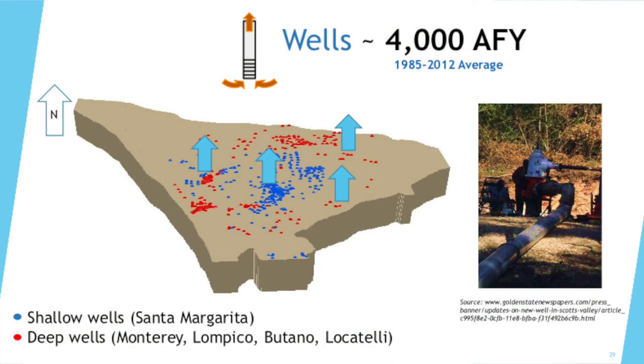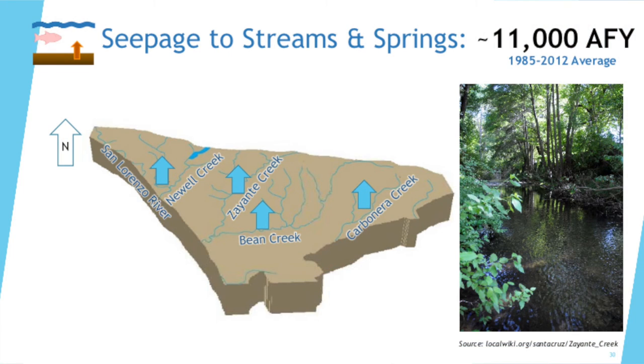On average, the wells are about 4,000 acre feet per year. That's how much water is being pulled out of the aquifer. In that slide, we separated the shallow wells, which are the Santa Margarita aquifer, and the deeper wells, the water coming out of the Monterey, the Lompico, Fontano, and Locatelli. You can see that there are areas where there are no wells, and there's a clustering of where the shallow wells are and where the deeper wells are, and that's tied to the geology, like Georgina was talking about. So there's a spatial issue there, but about 4,000 acre feet per year comes out from the wells. The seepage to the streams and springs is about 11,000 acre feet per year.